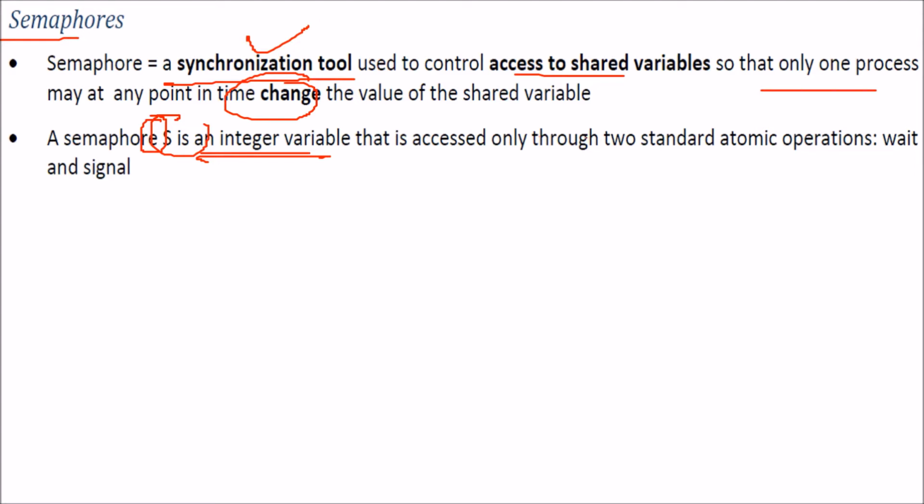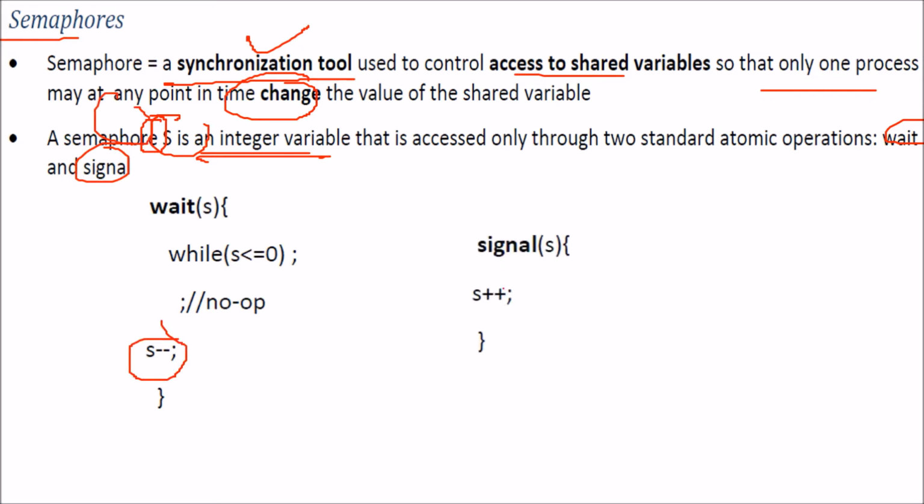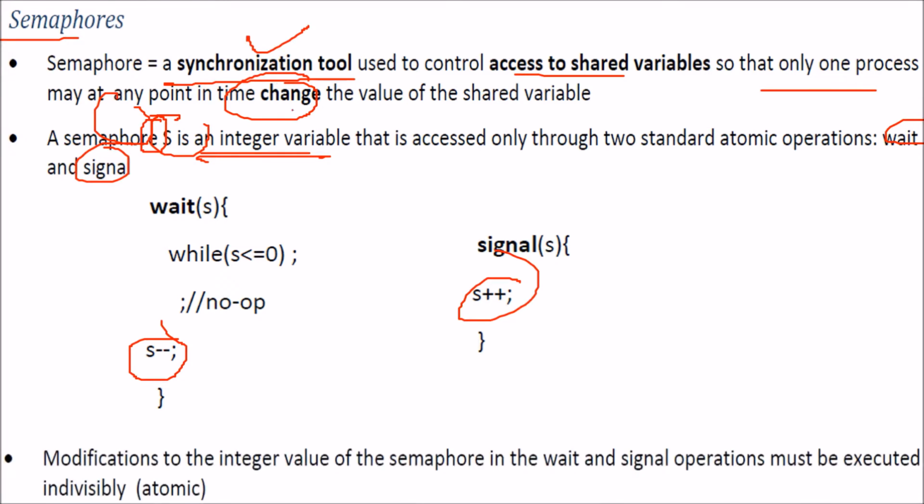They can only be accessed by two standard atomic operations, wait and signal. So wait will do what? It will simply decrement this integer variable. Signal will simply increment this variable. And this modification to the integer variable, that is the semaphore, in the wait and signal operations, must be executed indivisibly, atomically.